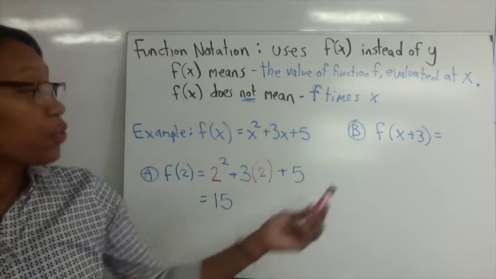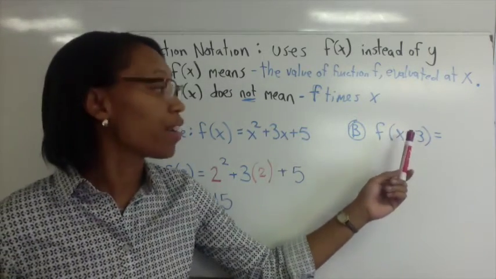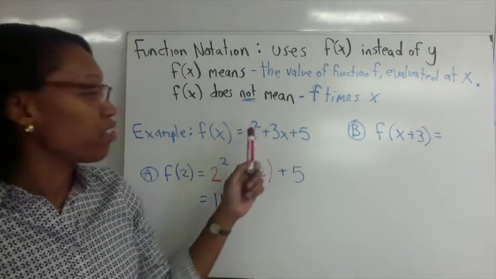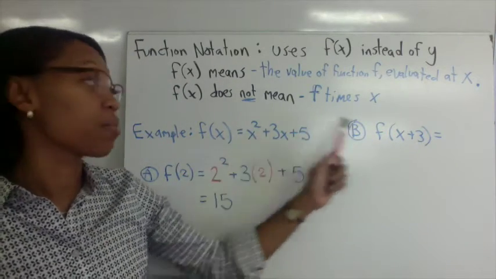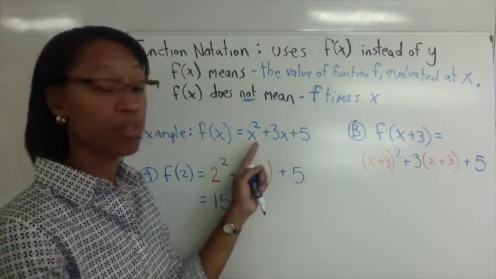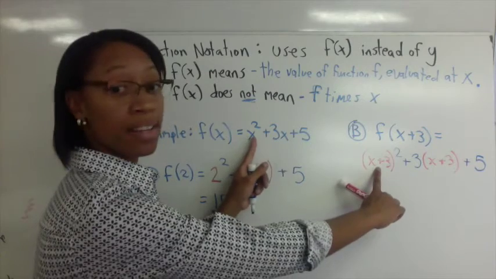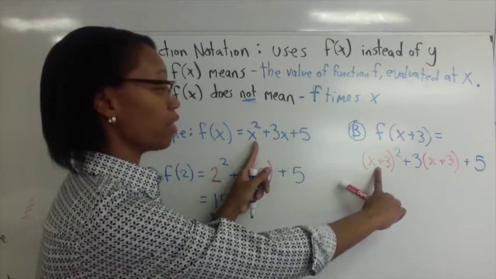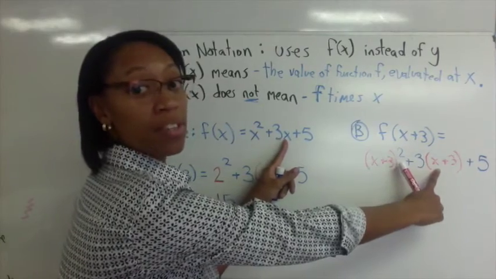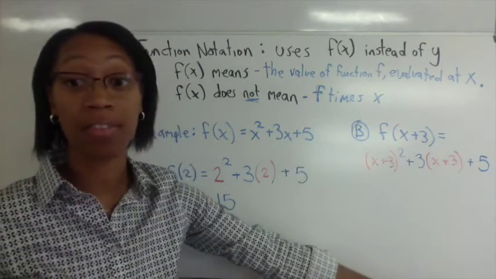All right, we can do the same thing. We can also find f of x plus 3. So now I'm going to replace each of these x's with x plus 3. Okay, so here I have the same equation as the original. All right, here's the x, and instead of x, I have x plus 3 squared plus 3, and instead of x, I have again x plus 3, and then plus 5.